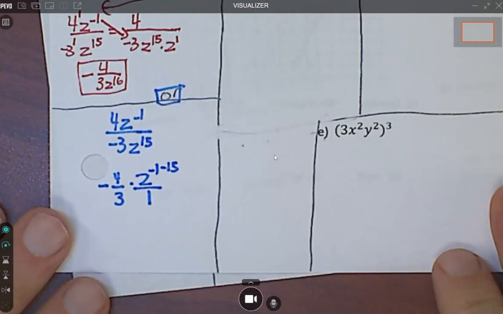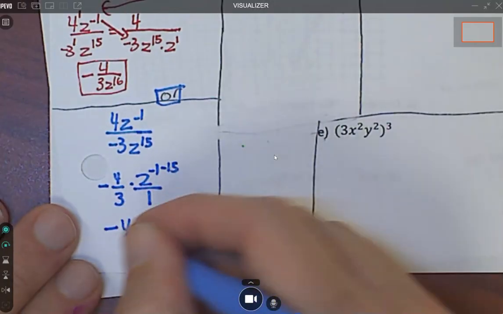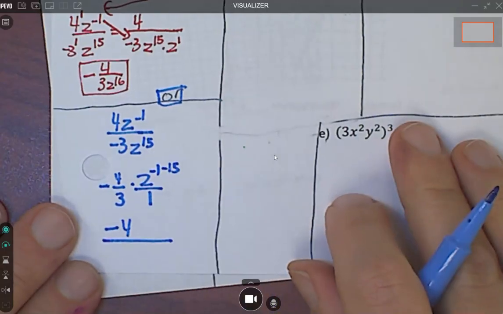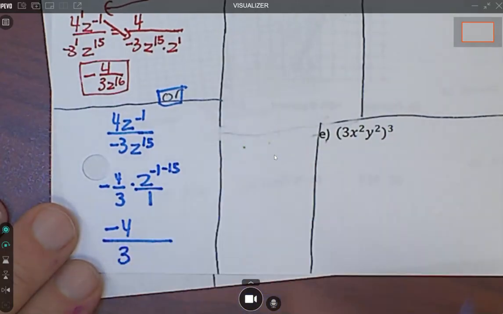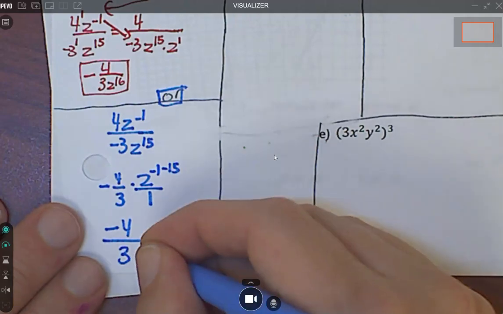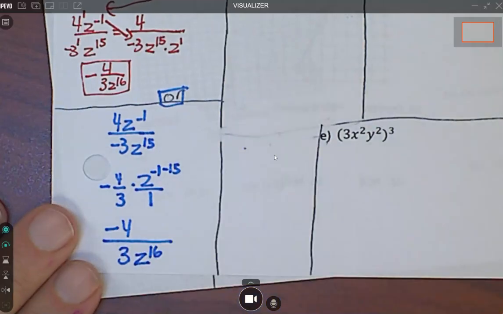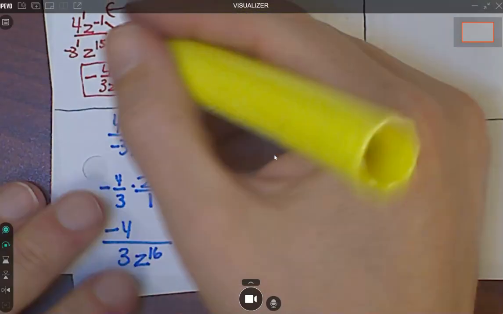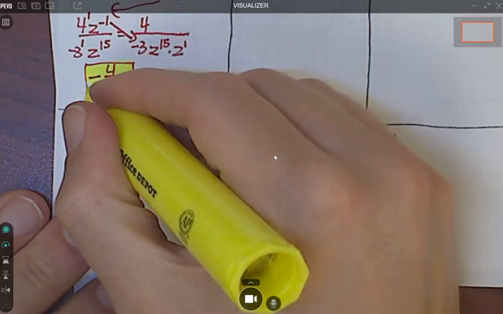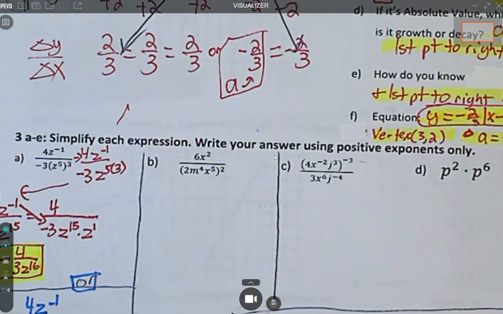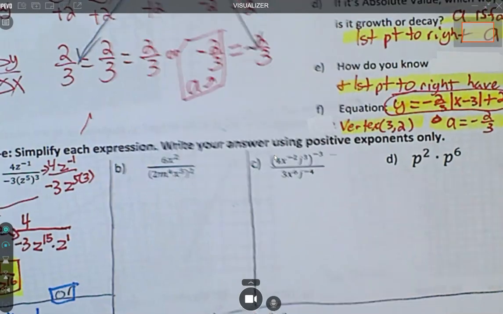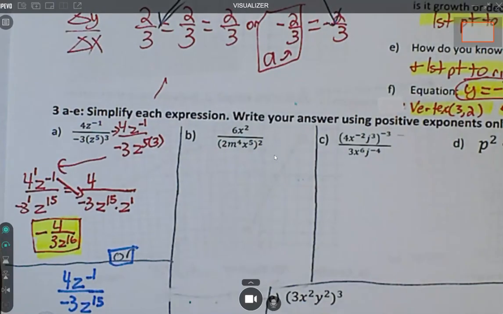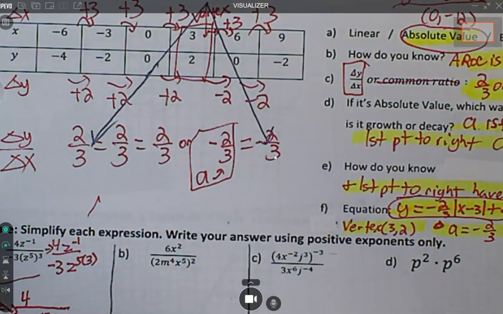And like I said, if you're good at integer rules, okay, we get negative 4/3. Okay, z to the, that's going to be z to the negative 16. So that's going to move to the bottom. But me personally, I think the top way I did it is actually easier. That's the way I think is easier. Okay, I think I got enough space to work them each the easy way.